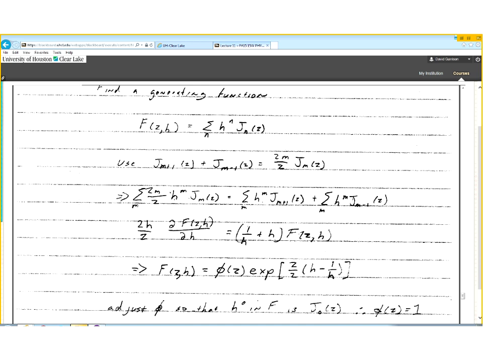So if you take your 2m over z, that's a z and that's a 2, by the way, times h to the m over jm, then what happens is, from the recursion relationship, you can see that that's equal to h to the m j m plus 1 and h to the m j m minus 1. And this, in turn, looks a lot like we took our generating function and took a derivative of it with respect to h, and then multiplied by 2h over z.